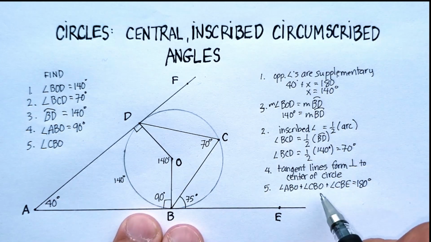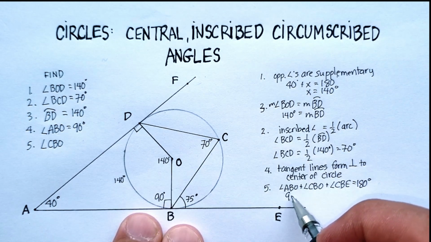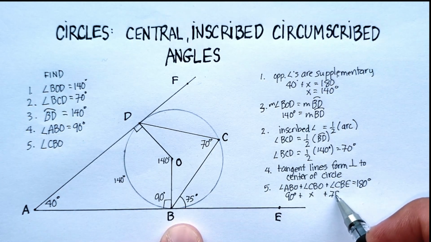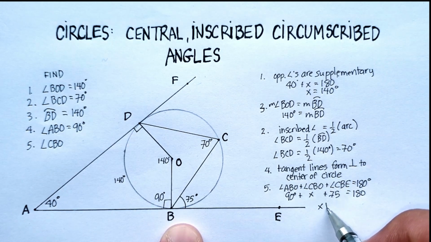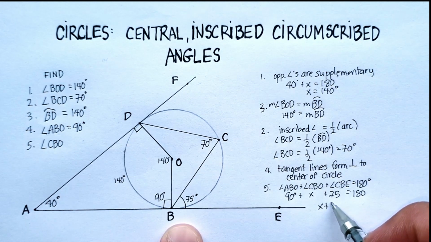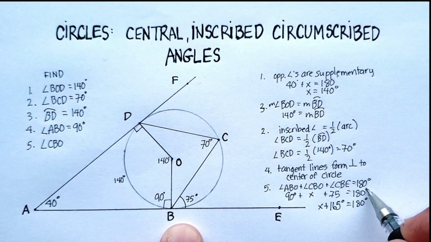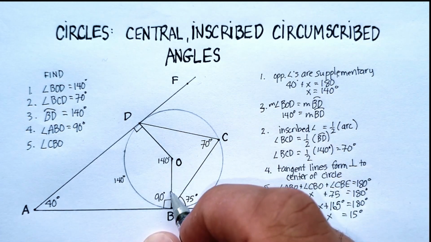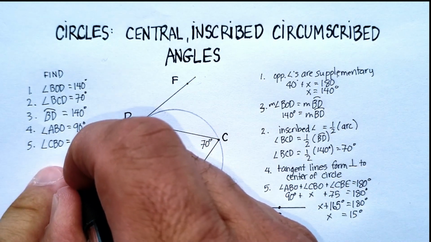We know 2 of those, so we're just going to solve for our unknown one, okay? So we're going to say ABO is 90 plus our unknown plus 75 is equal to 180. We're going to get X plus, add the 2 like terms, 165 degrees is equal to 180. X is equal to 15 degrees. So there is our final unknown that we're looking for.